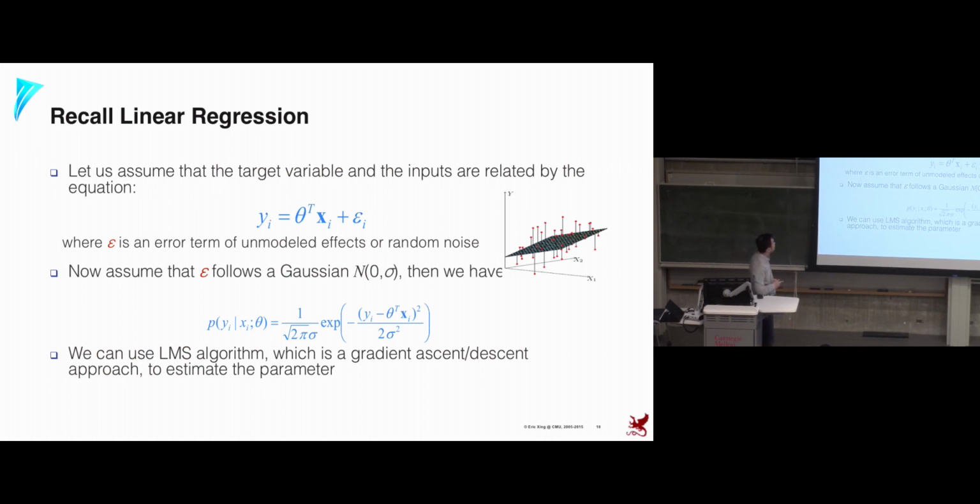So let's look at an example. This is the linear regression, right? And this noise is typically assumed to be Gaussian, then your conditional is this. Isn't that a member of the exponential family model, right?